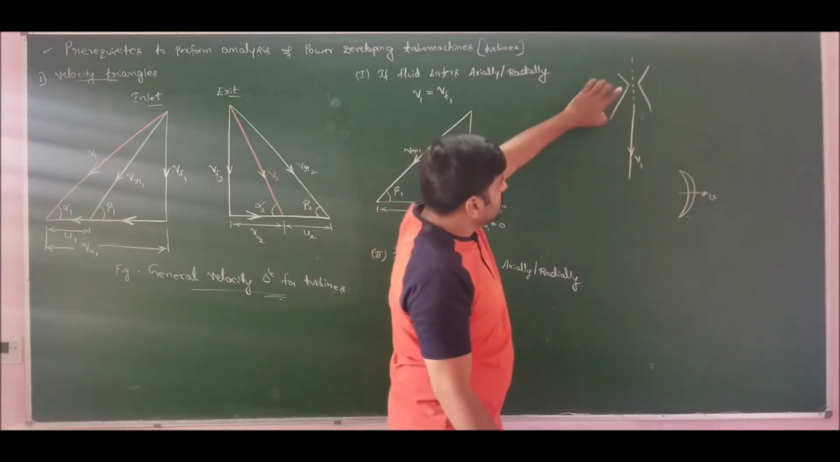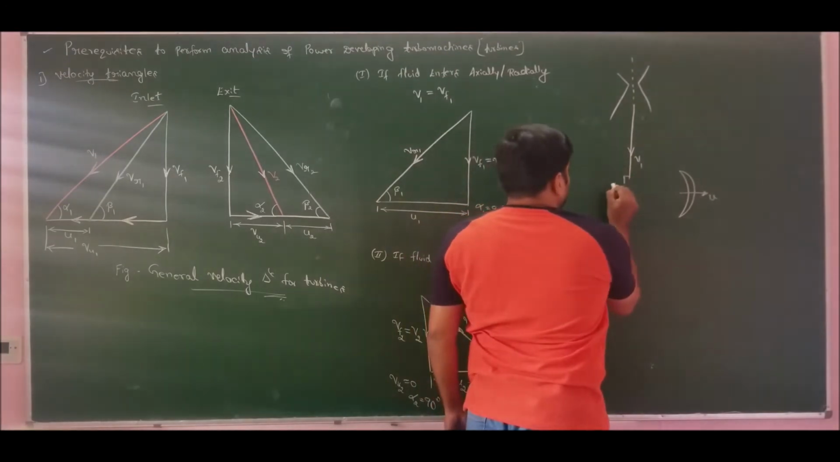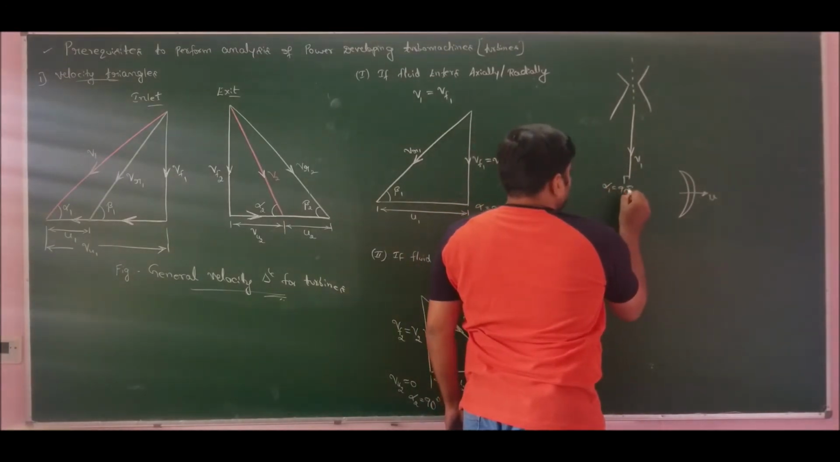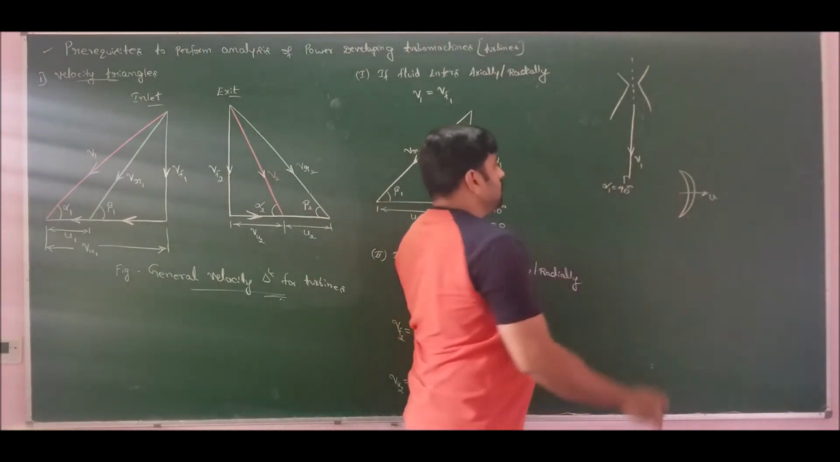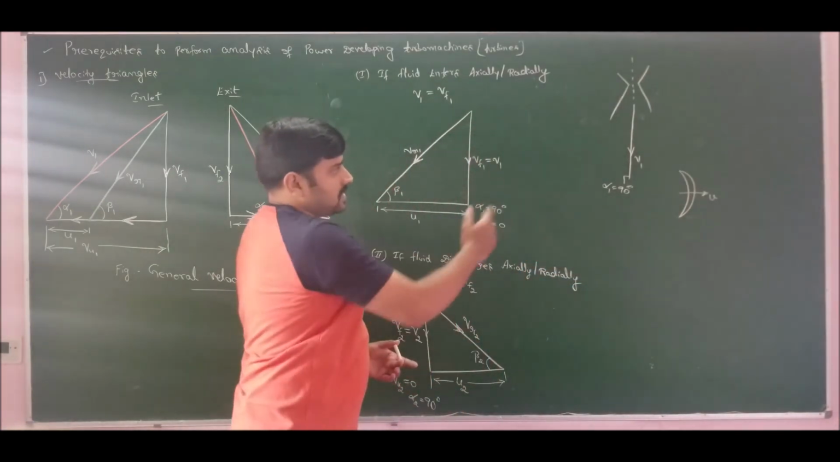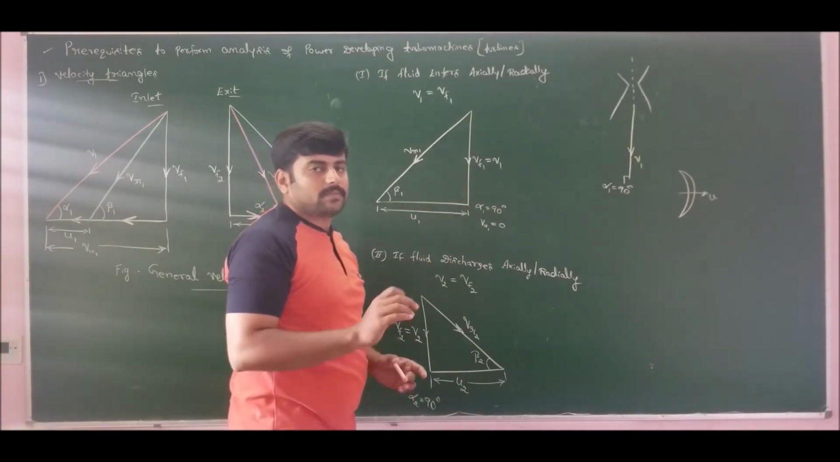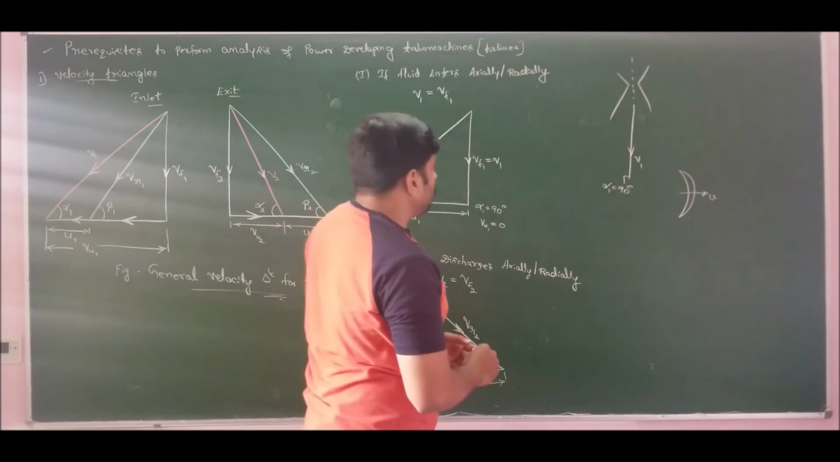Now if you see, the working fluid is not at all in contact with the vanes. Here alpha 1 is equal to 90 degrees. There is no contact between the working fluid and the rotor. So therefore there is no energy transfer. Hence this cannot be a velocity triangle for turbines. Make a note of it. Next, moving to case 3.